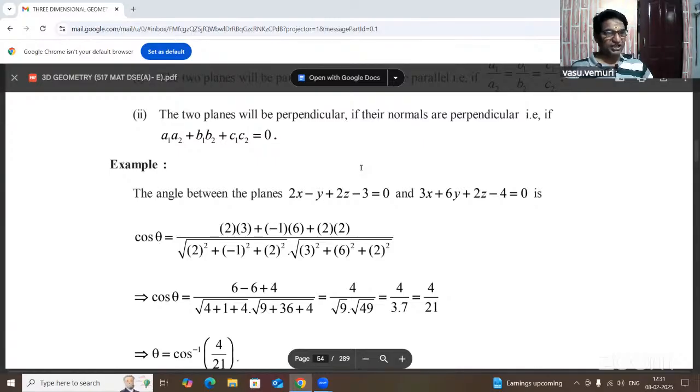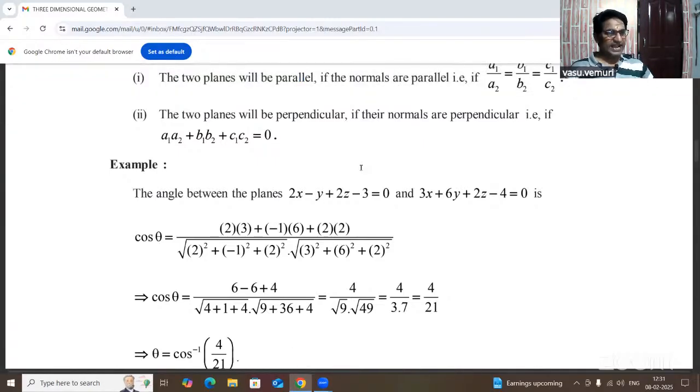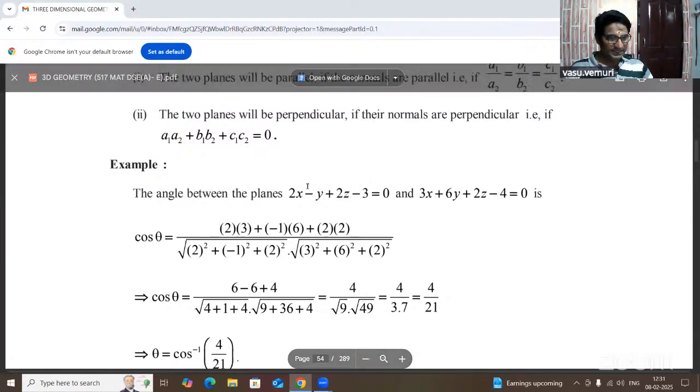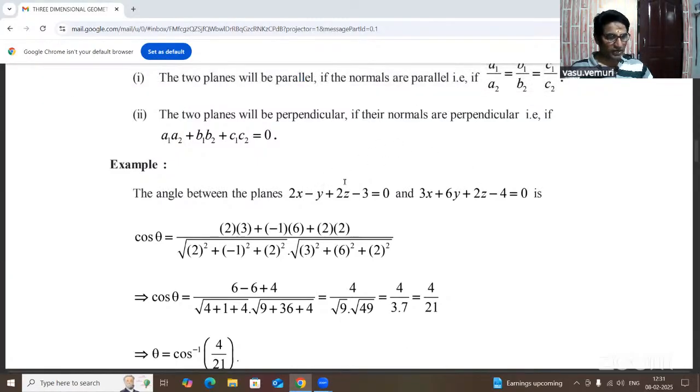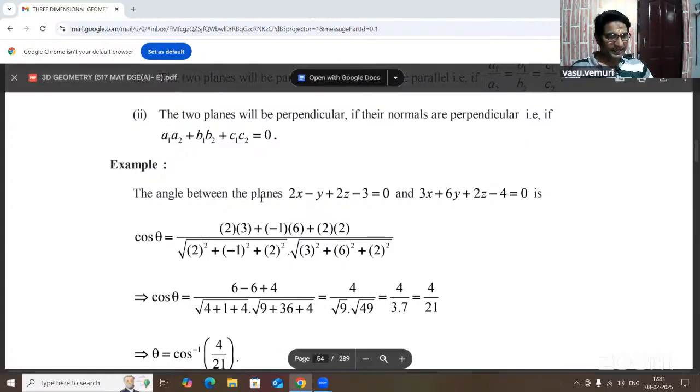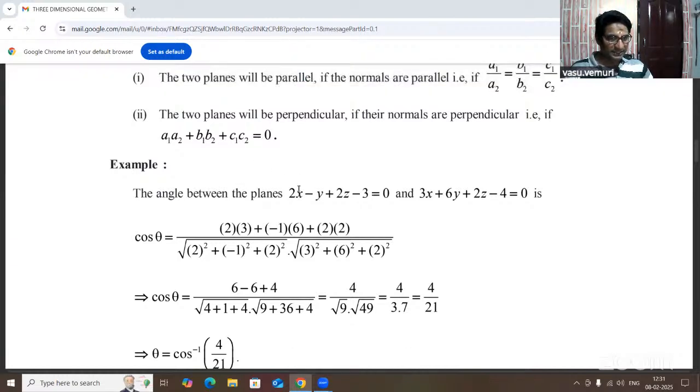Suppose in the final examination you are asked to find the angle between the planes. Two planes are given. First of all, write the given planes: 2x minus y plus 2z minus 3 equal to 0, and the second plane 3x plus 6y plus 2z minus 4 equal to 0. Here A1, B1, C1 means 2, minus 1, 2, and A2, B2, C2 means 3, 6, 2.